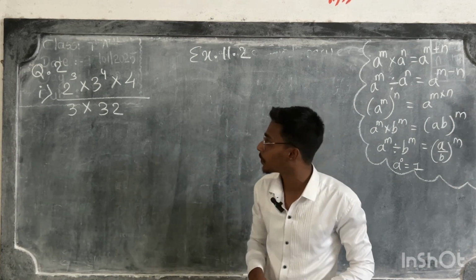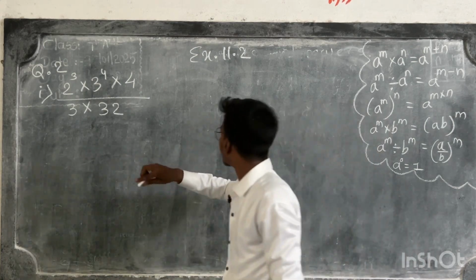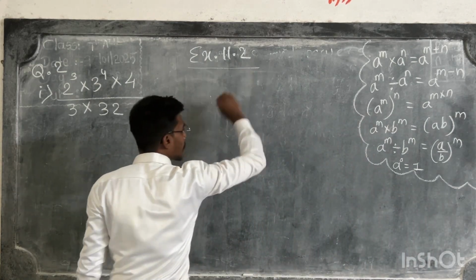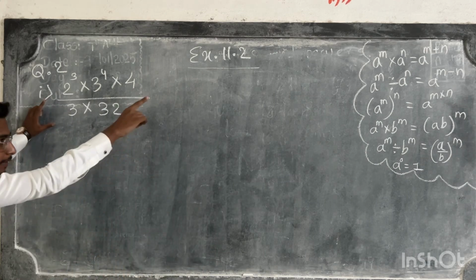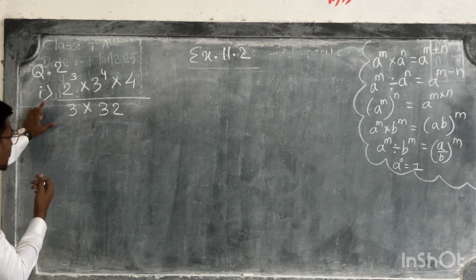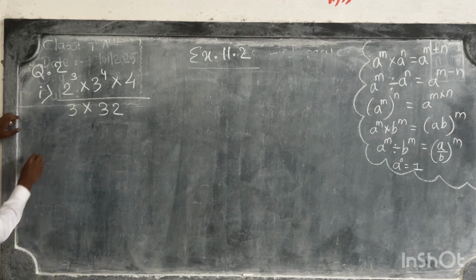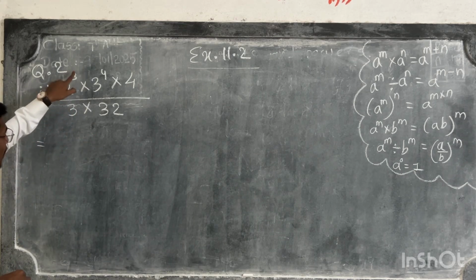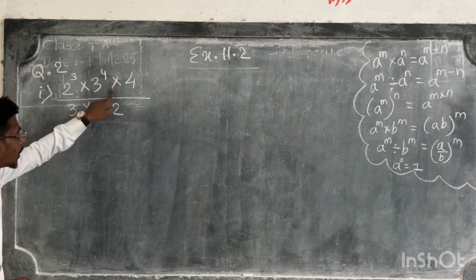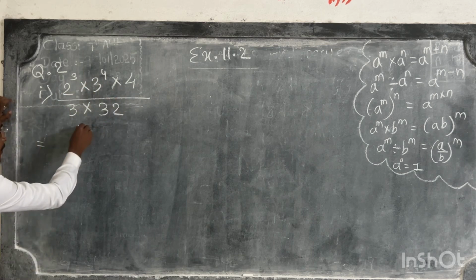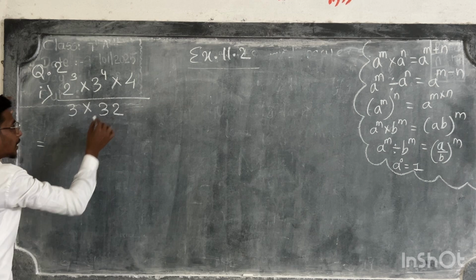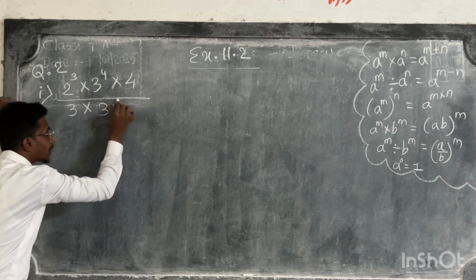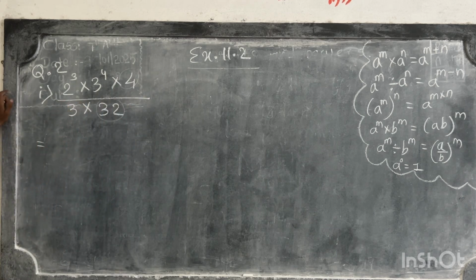In today's session we are going to discuss question number 2 from exercise 11.2. We have to apply the identities and simplify this expression. First of all, you can see in this expression there are 2 to the power 3 into 3 to the power 4 into 4 divided by 3 into 32. I have to convert this 4 and 32 in the form of 2's or 3's power.